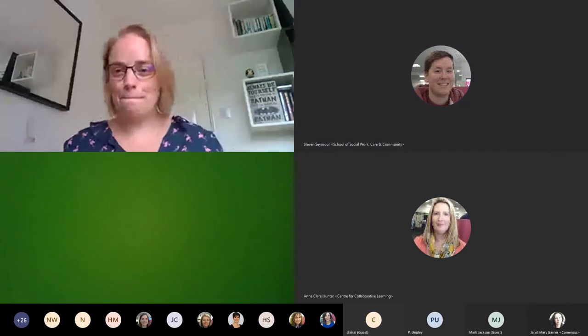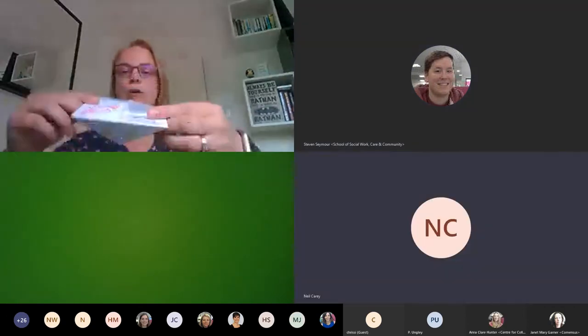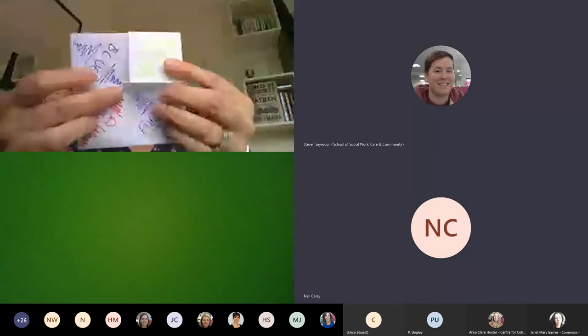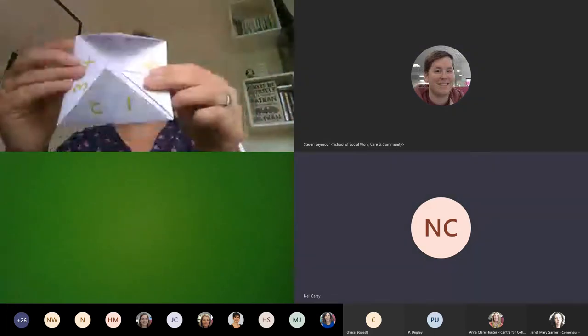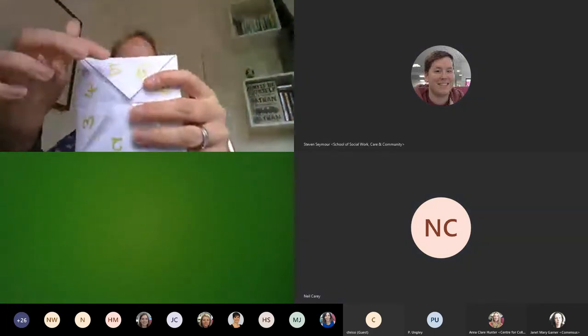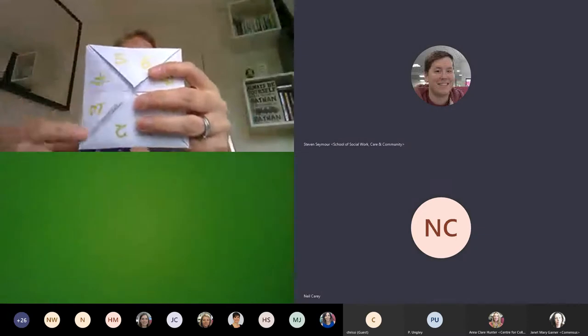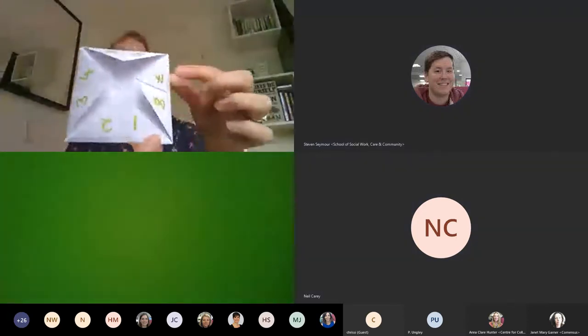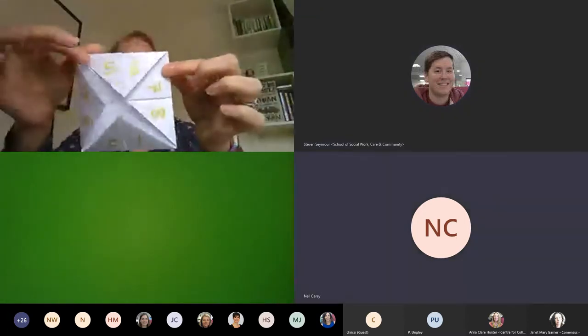Emma, can you show me the numbers bit again? Of course. So on one side, you've got your square flaps with the colours. And on the other side, you've got little triangular spaces. You want a number in each of the triangular spaces. Thank you.